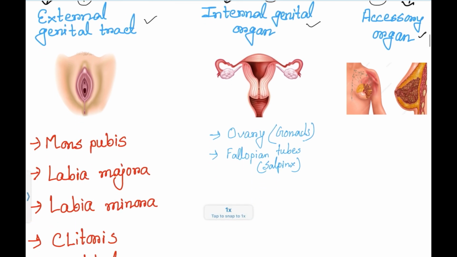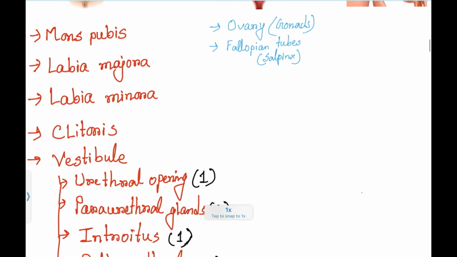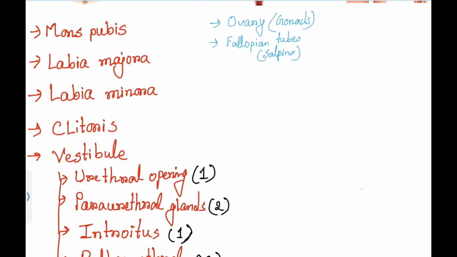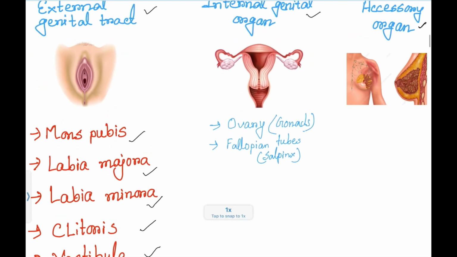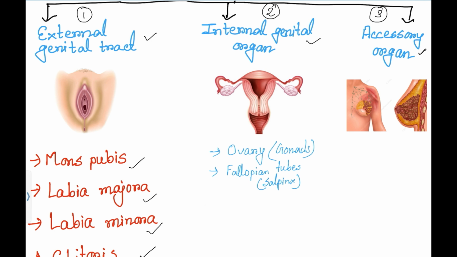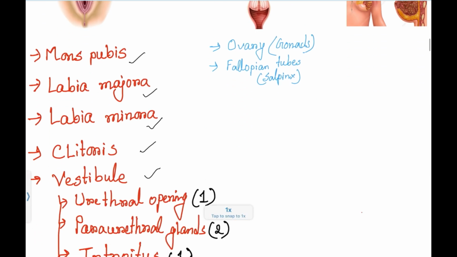In part 1 we briefly discussed the external genital organs and enlisted mons pubis, labia majora, labia minora, clitoris, vestibule. We said this vestibule consists of a total of 6 openings: one urethral opening, two paraurethral glands, one introitus and two bulbourethral glands. Then from part 2 onwards we started with the internal genital organs and we are still continuing this.